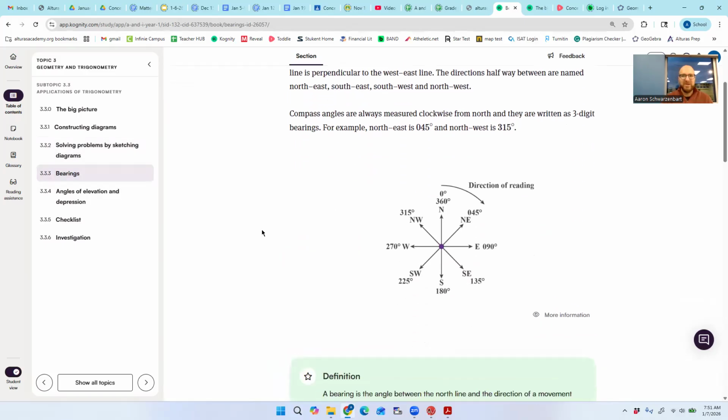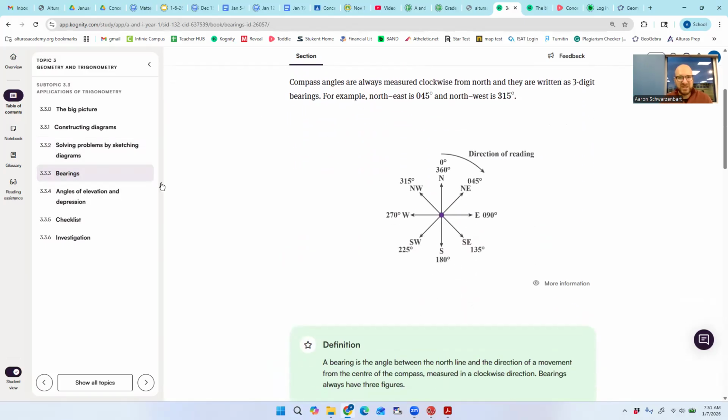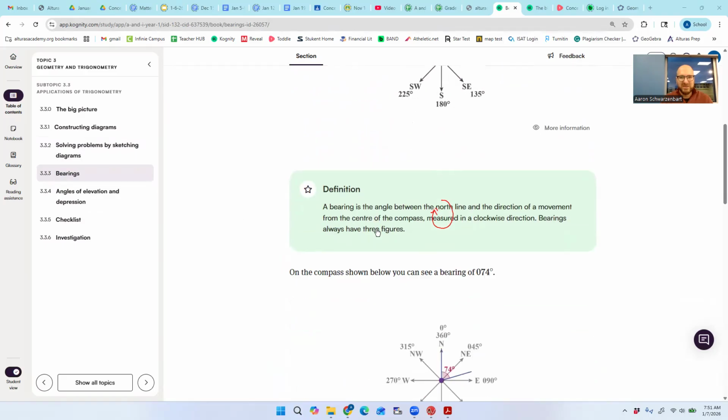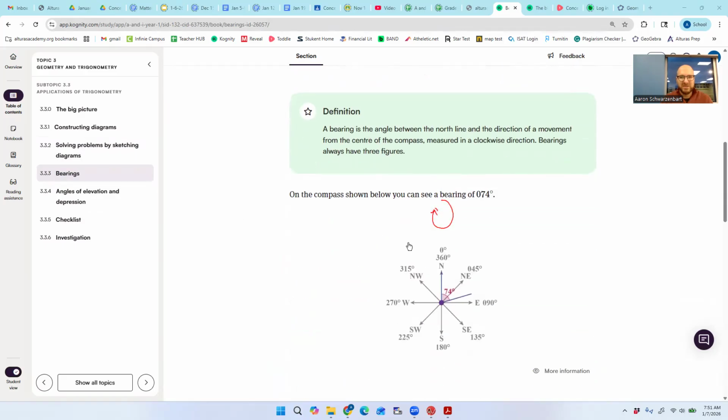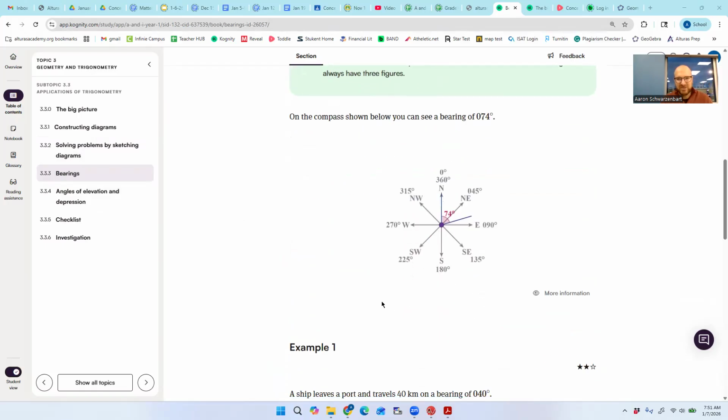Let's talk about bearing. Bearing is set as compass directions. It's measured clockwise from due north. It's always measured this way. And they give some of these things. These are always bearings. So a bearing of 74 looks like what's shown in the picture here.